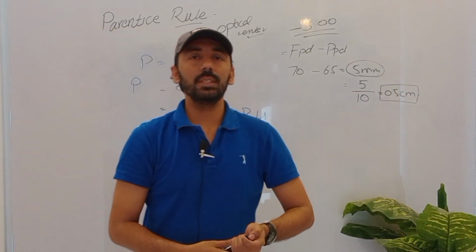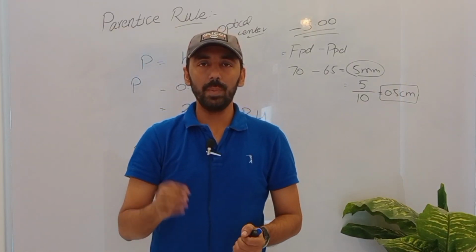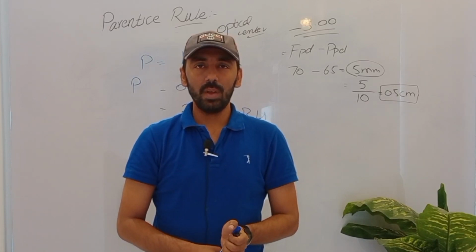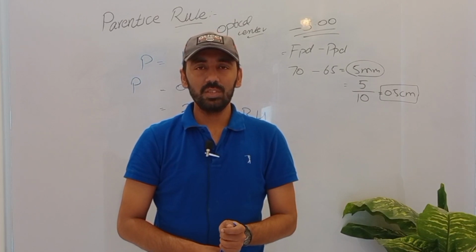That's all about the Prentice rule. You know very well that the Prentice rule is to measure or calculate the prismatic effect which is induced with the decentration of spherical lenses.